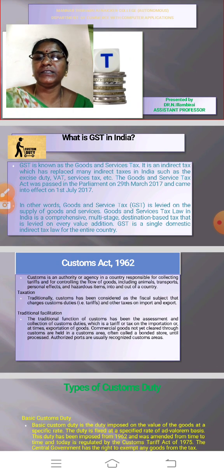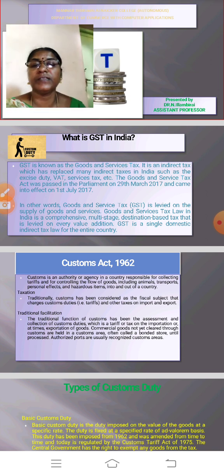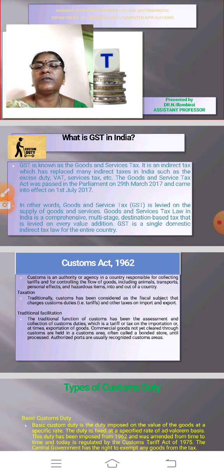Today we are going to see the Customs Act 1962. Before that, we have to know what GST is in India. It levies excise duty and all the duties in one, that is GST, Goods and Services Tax, for both goods and services. It came into effect on 1st July 2017. Before that, Parliament passed it on 29th March 2017.